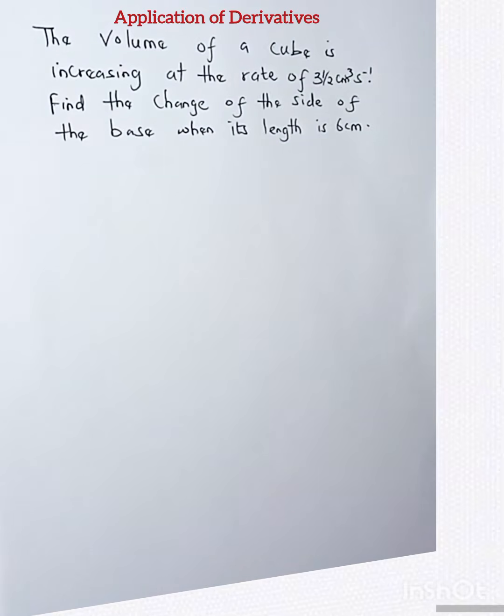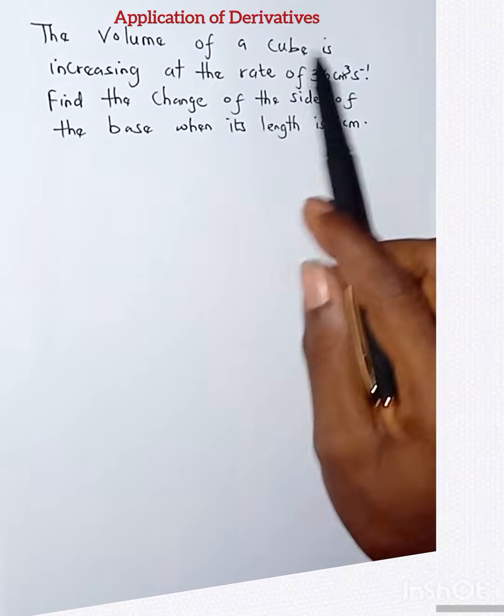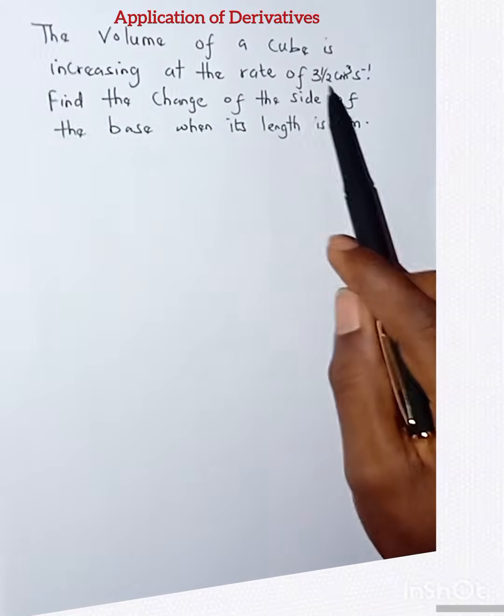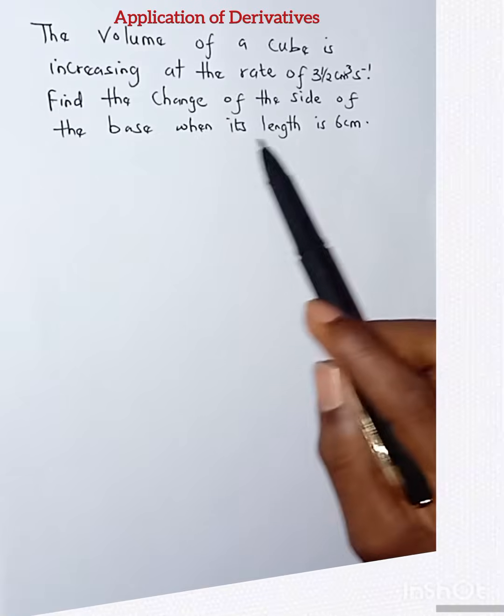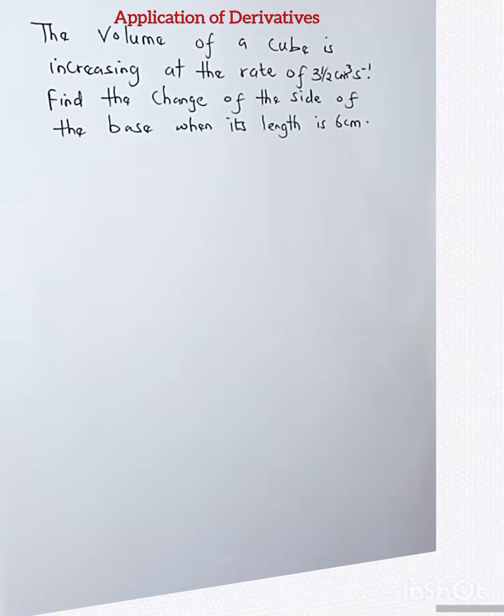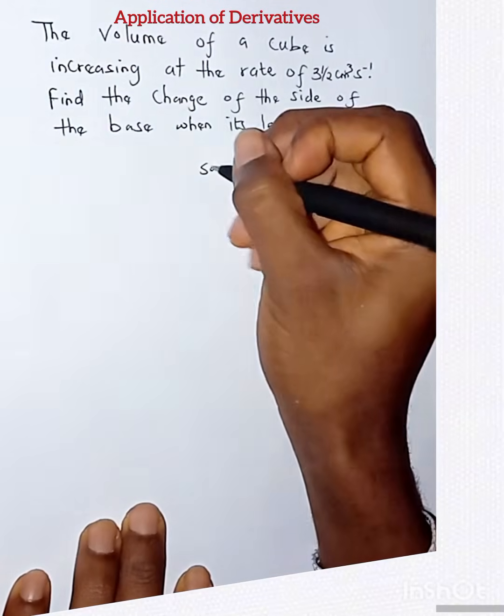Today, we have a question that says the volume of a cube is increasing at the rate of 3.5 cm³ per second. Find the change of the size of the base when its length is 6 cm. Okay, so how did we come about this solution?